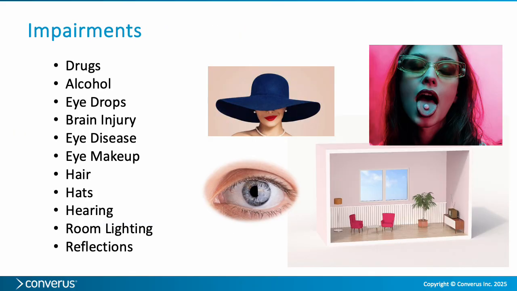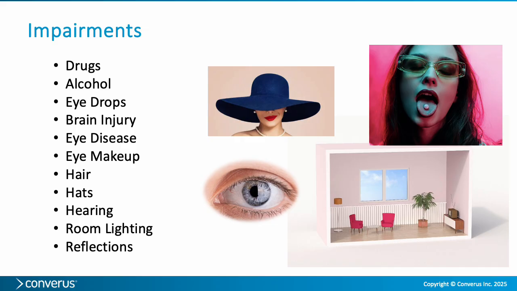This is a list of potential challenges to obtaining good test results. Conditions reducing test accuracy include drug or alcohol intoxication on the part of the examinee, use of eye drops to dilate the pupils, a brain injury, an eye disease or injury, use of heavy makeup, allowing a hair or a hat to cover the eyes, hearing loss, or if the testing room has limited or excessive lighting, too many windows, or reflections from a TV or computer screen.